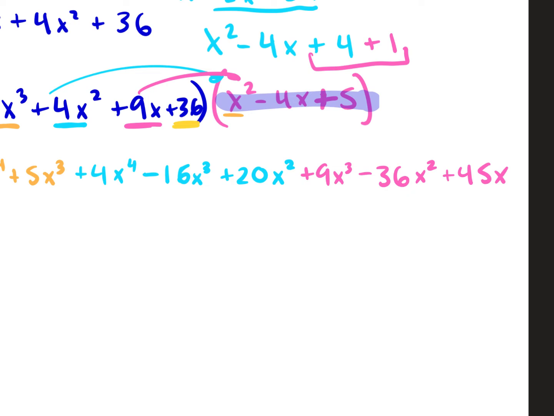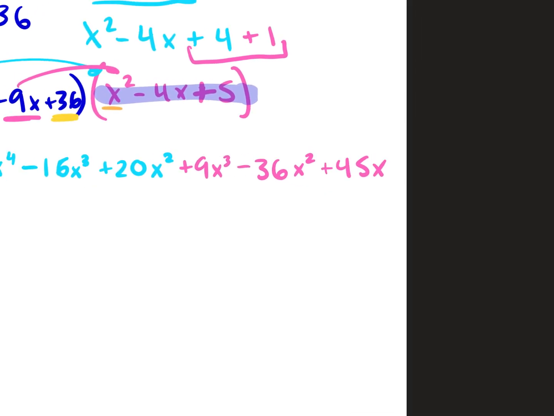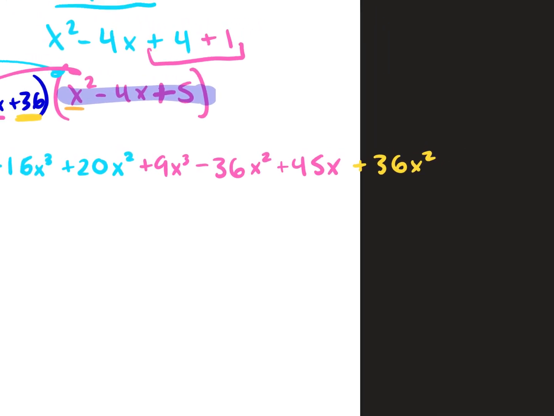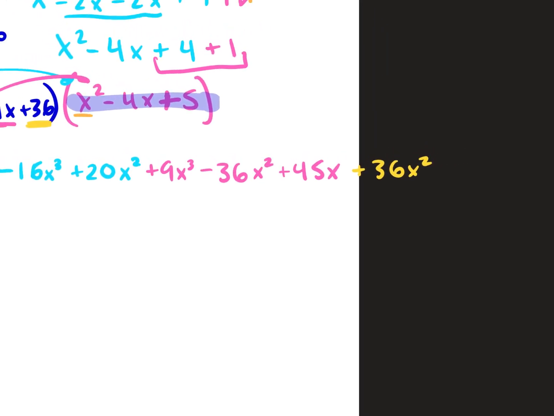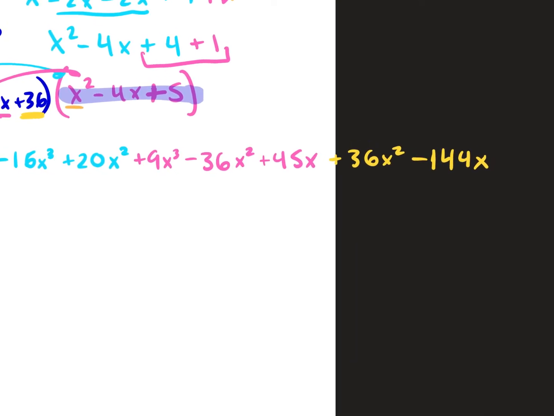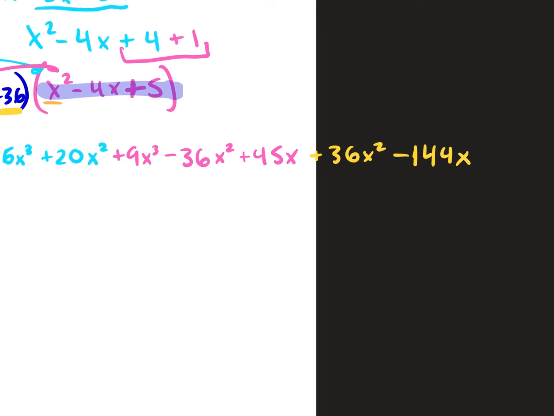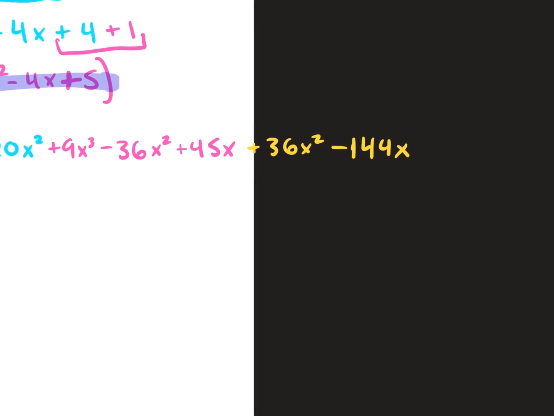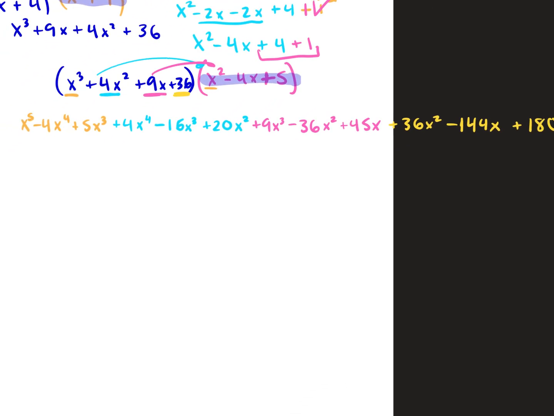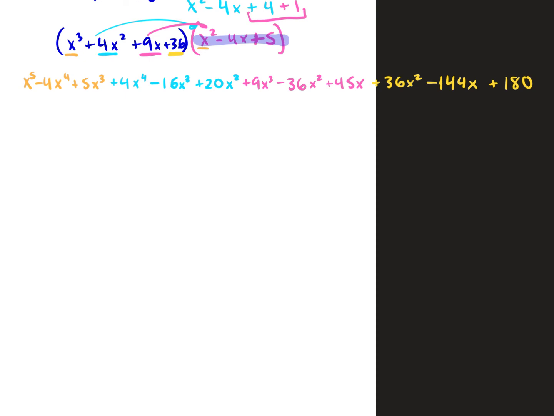And then I have 36. So 36 times x squared would be 36x squared. 36 times negative 4x would be negative 144x. And then 36 times 5, so plus 180. And then I just combine all my like terms, all of them.